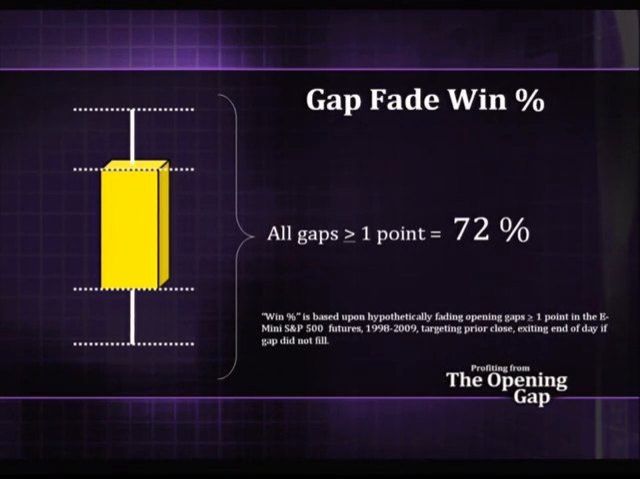Remind you, all gaps historically have averaged more than a 70% historical win rate. And this is using a minimum size of 1 point, so eliminating all the tiny nominal gaps, looking at gaps more than 1 point in the E-mini futures, that's equivalent to about 10 cents in the SPDR, the ETF. So anything more than that, historically, it's been about a 72% win rate.